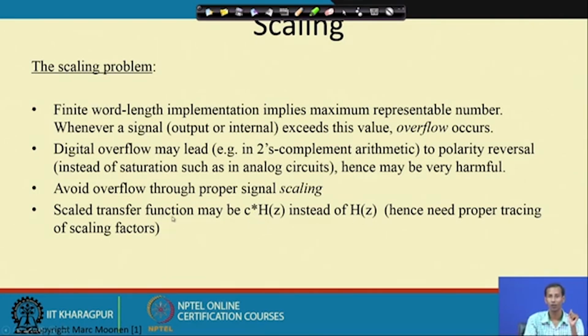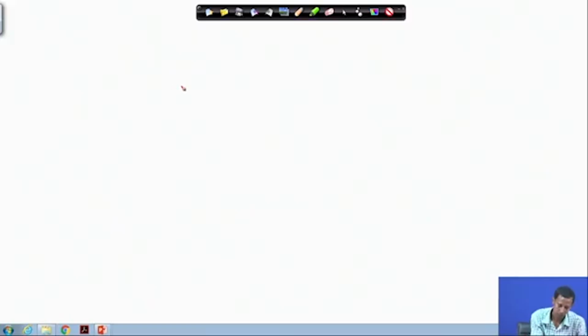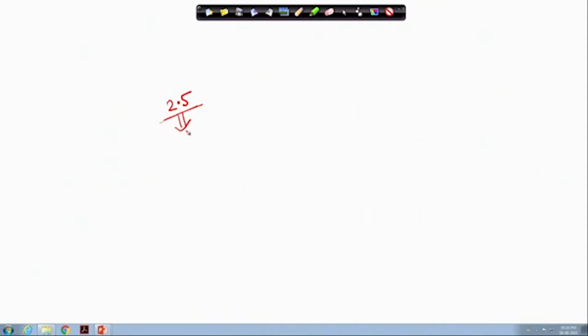So, what is the meaning of scaling? Let us consider an example, and it will be much more visible. Suppose I have the number 2.5. Whenever I have this 2.5 in fixed point, how will it be represented? If I take the corresponding number, it will be represented as 1 0 and here this is 1.